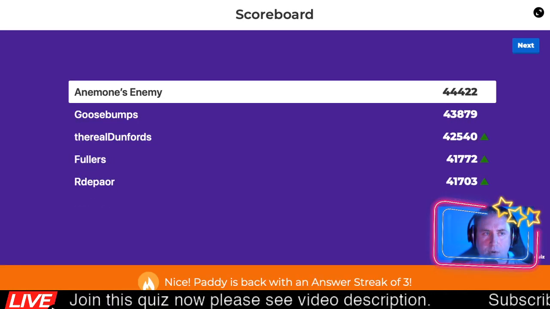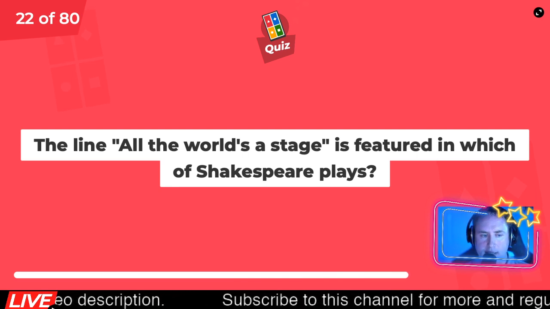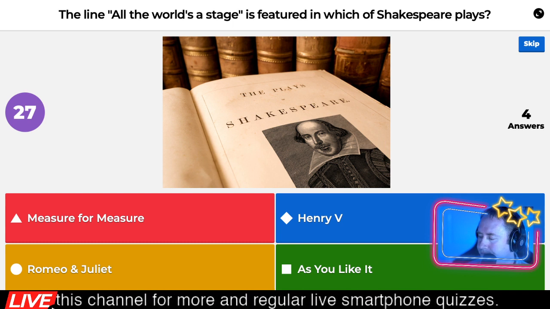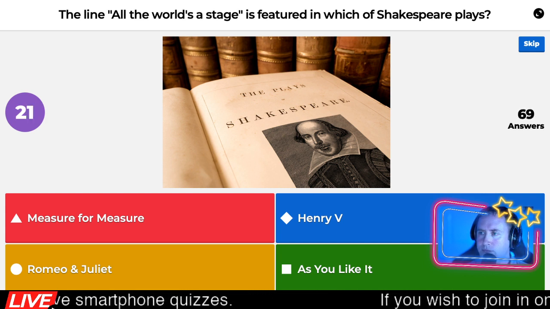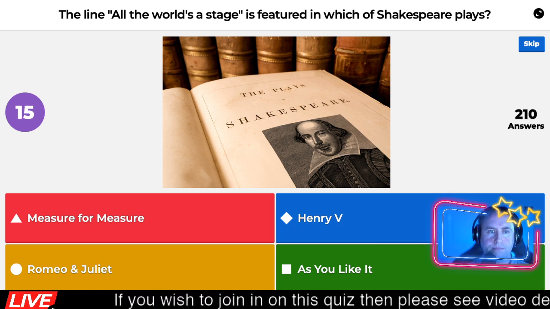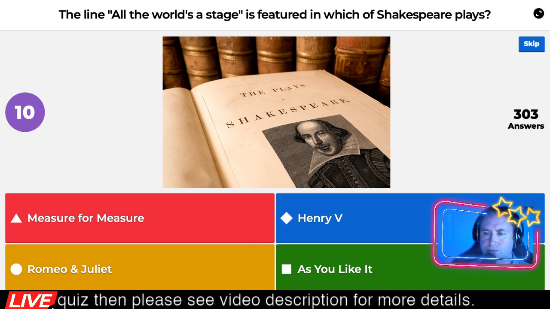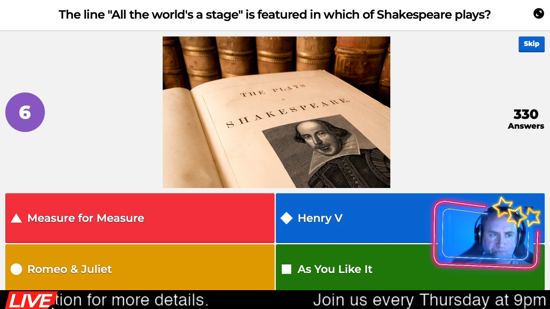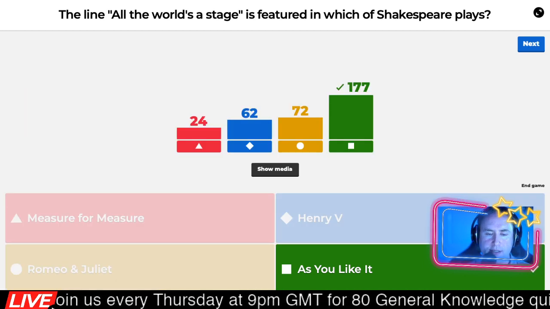Okay, so top five. Here we go. Question 22, multiple choice. The line, "All the world's a stage," is featured in which of Shakespeare's plays? Is it Measure for Measure, Henry V, Romeo and Juliet, or As You Like It? 177 correct answers, As You Like It.